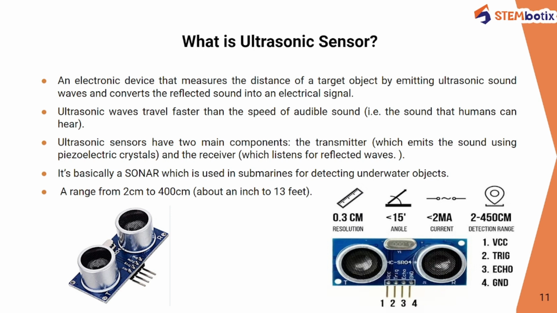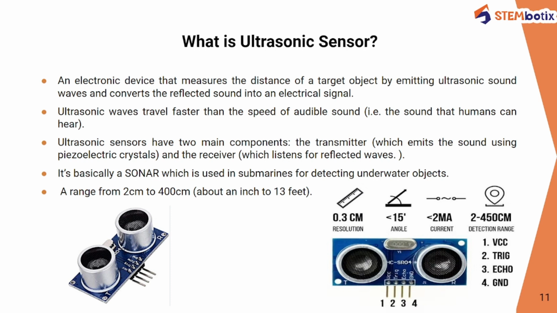So it is an electronic device that measures the distance of a target object by emitting ultrasonic sound waves and converts the reflected sound wave into an electrical signal. So an ultrasonic sensor uses a transducer to send and receive ultrasonic pulses that relay back information about an object's proximity, or you can say sometimes distance.